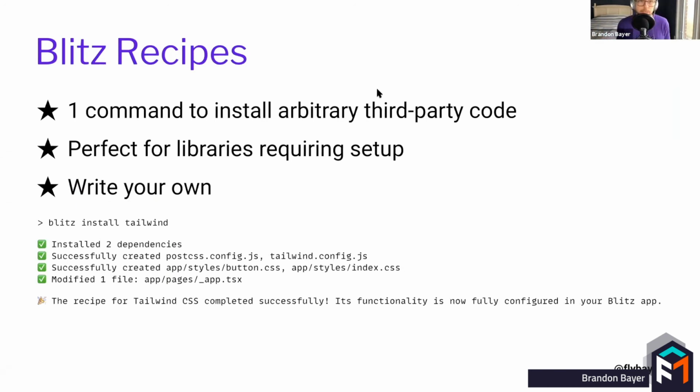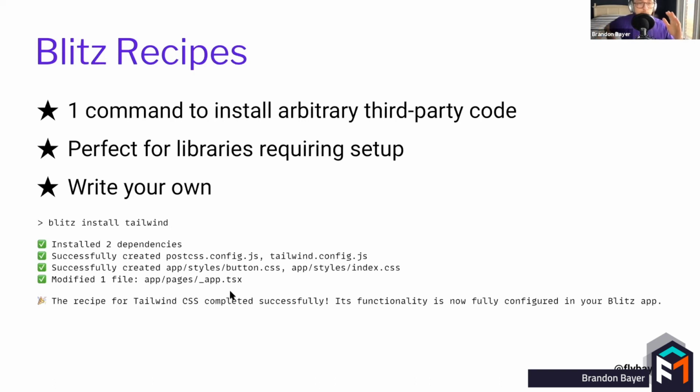So we have this feature called Blitz Recipes. This is based on Gatsby. Actually, not based on, it's similar to Gatsby Recipes. We both had the idea simultaneously, and the implementations are a little bit different. But basically, it allows you to install third-party code with one command. So for example, blitz install tailwind will add all of the configuration needed for Tailwind to your app, dependencies, files, etc., with just one command.